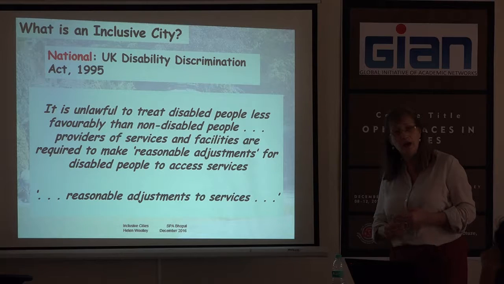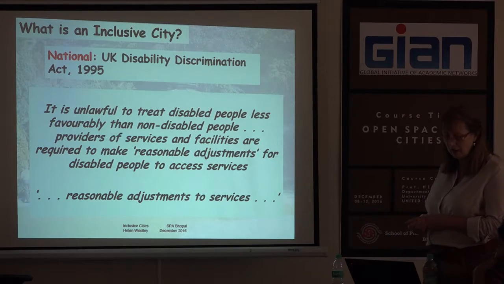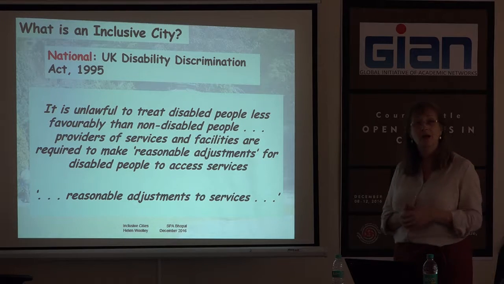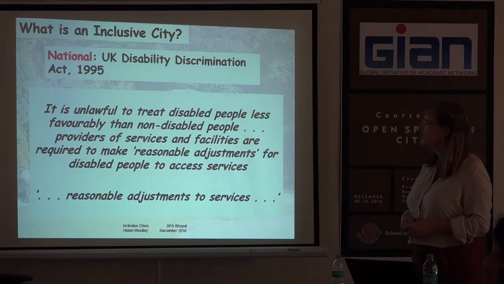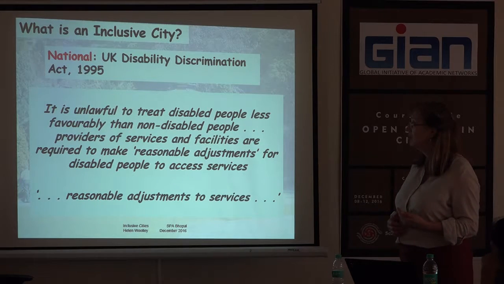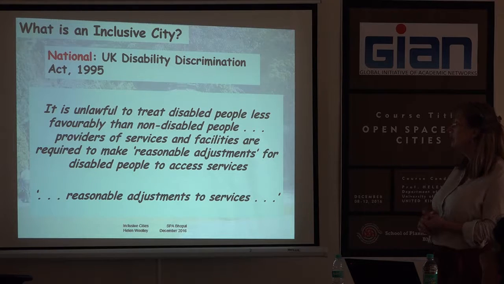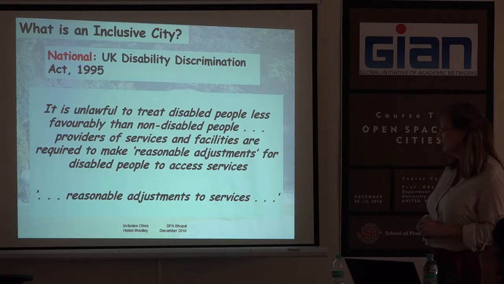And in the UK, in 1995, we had something called the UK Disability Discrimination Act, which was our response to that. There had been things going on in the country beforehand, but this was the legal response. And it says that it's unlawful to treat disabled people less favourably than non-disabled people, and that providers of services and facilities are required to make reasonable adjustments for disabled people to access services.